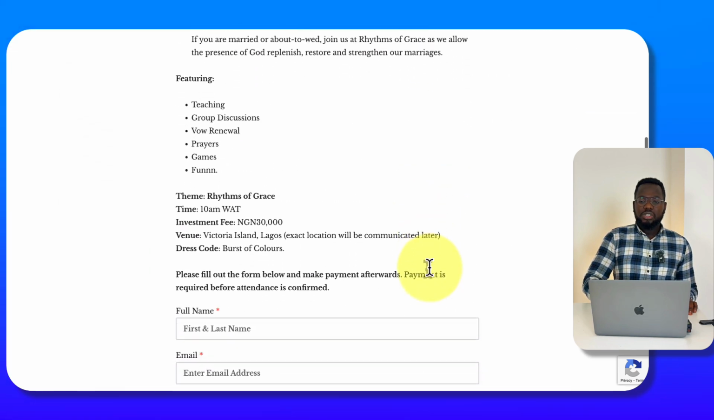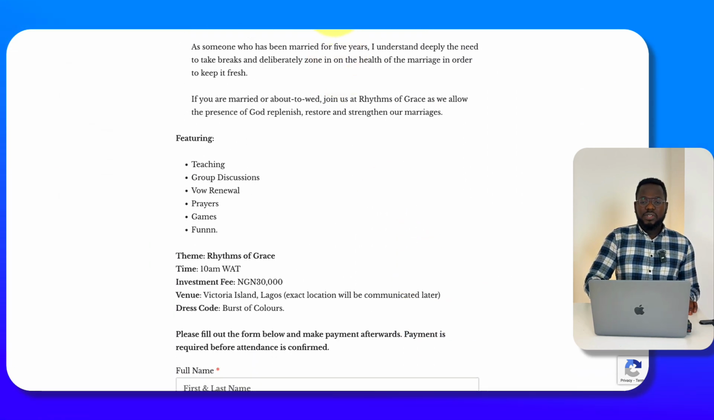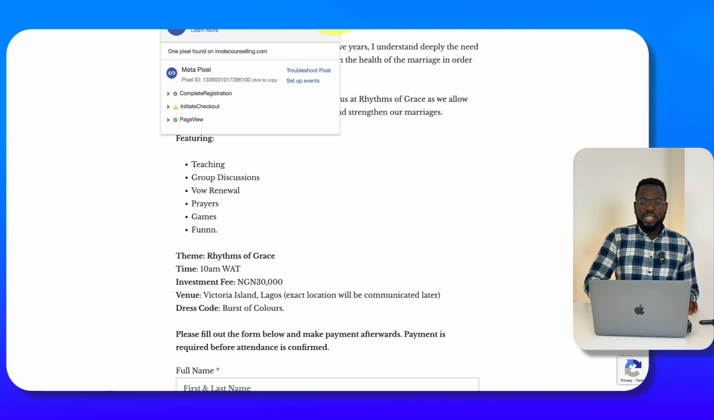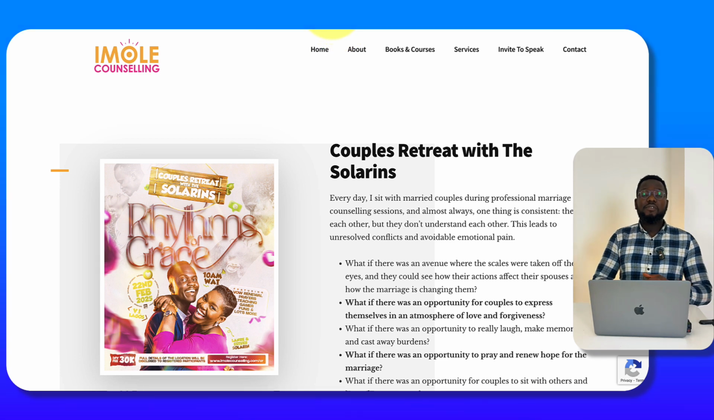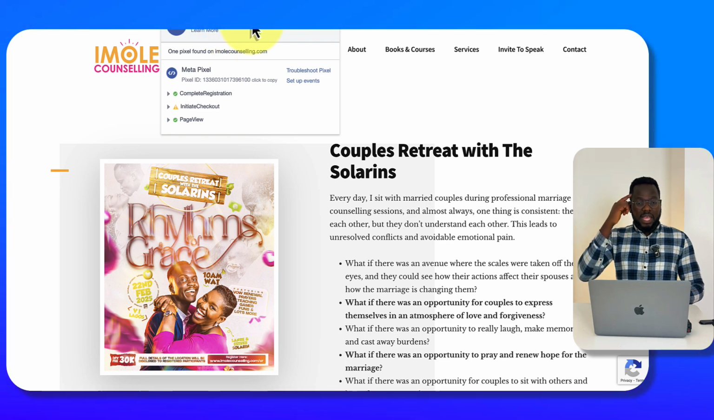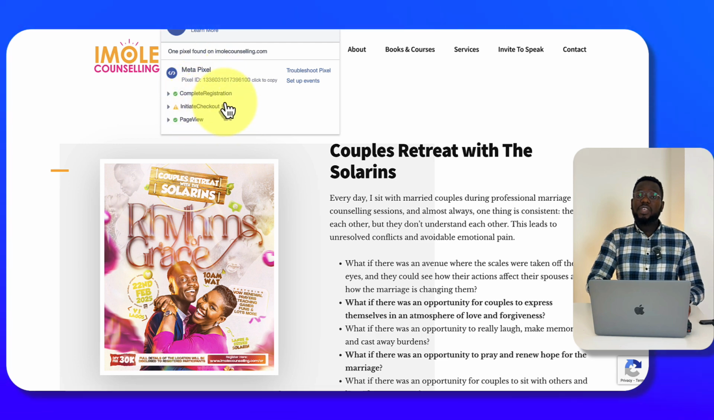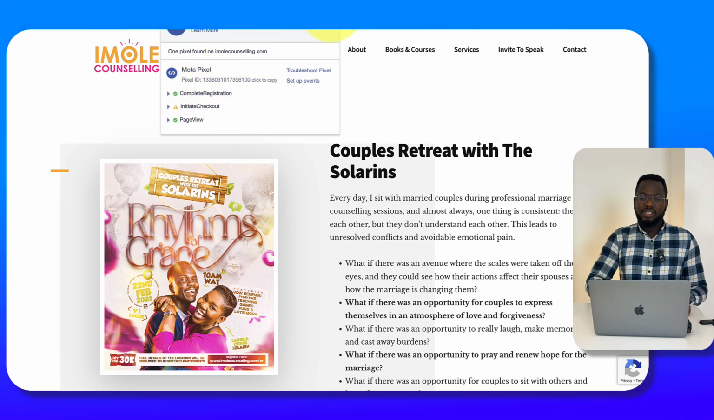So these are the things that I believe will not allow this page to convert. It's good they have Pixel installed, so it means that is a very good one. At least that's a good step. By the way, if you want to check if any website has a Pixel installed, just install what we call the Meta Pixel Helper, and then you can check. Once you load that page, it will tell you if a particular website has a Pixel installed.